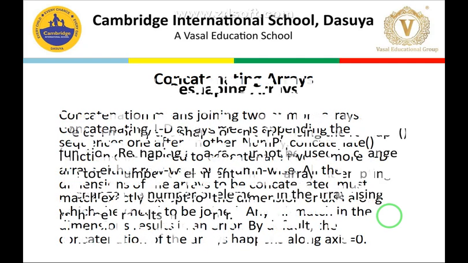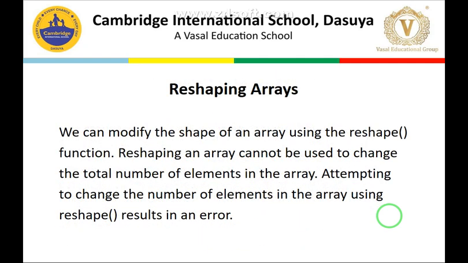Reshaping the arrays. So reshaping, that we can modify the shape of an array using the reshape function. So reshaping cannot be used to change the number of elements. So we cannot change the existing number of elements. We can just change the shape, like we have 12 elements, so we can make a matrix of 3 by 4 also, and 2 by 6 also, and different orders we can make, but we cannot increase or decrease the number of elements present in an array.